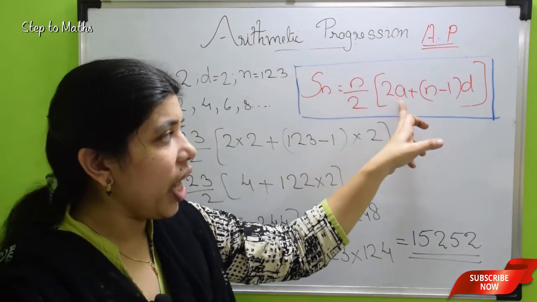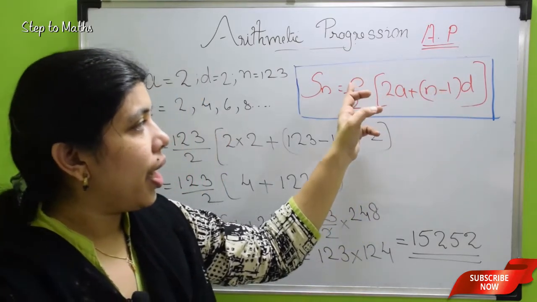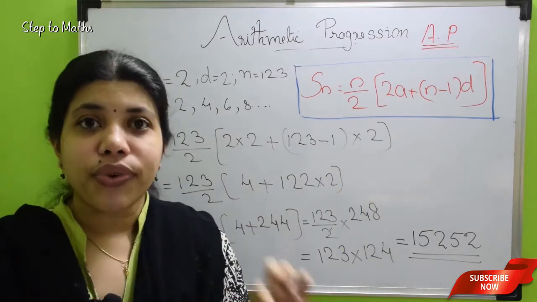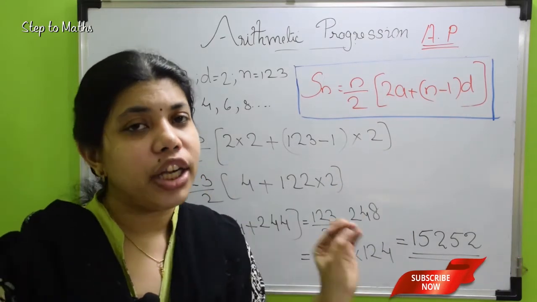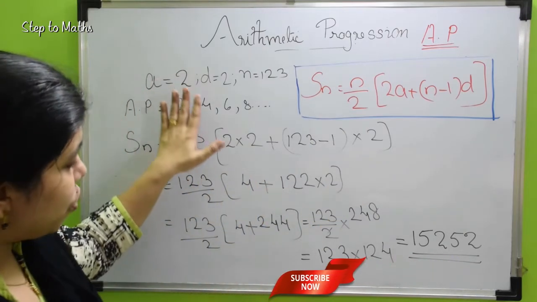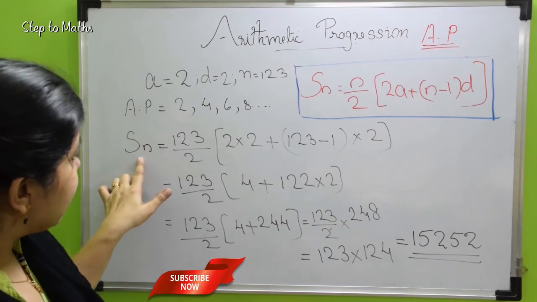into 2a plus n minus 1 into d. n means how many terms, a is the first term in the AP, and d is the common difference of the arithmetic progression. If we substitute the values of n, a and d, we get the sum.